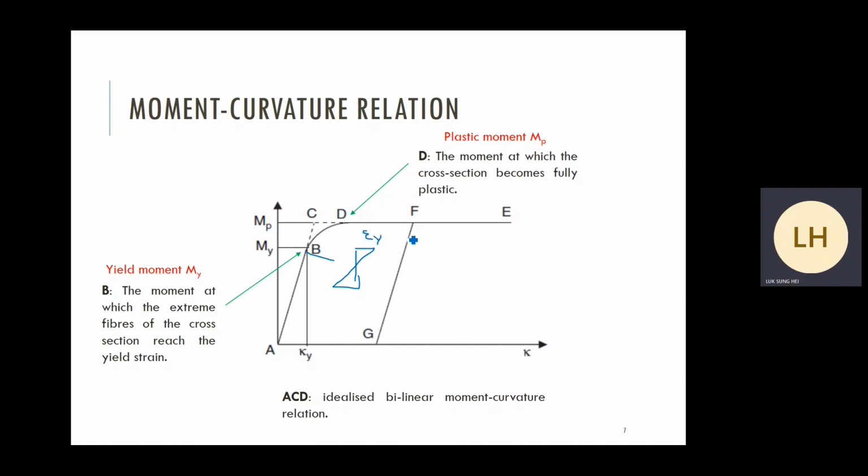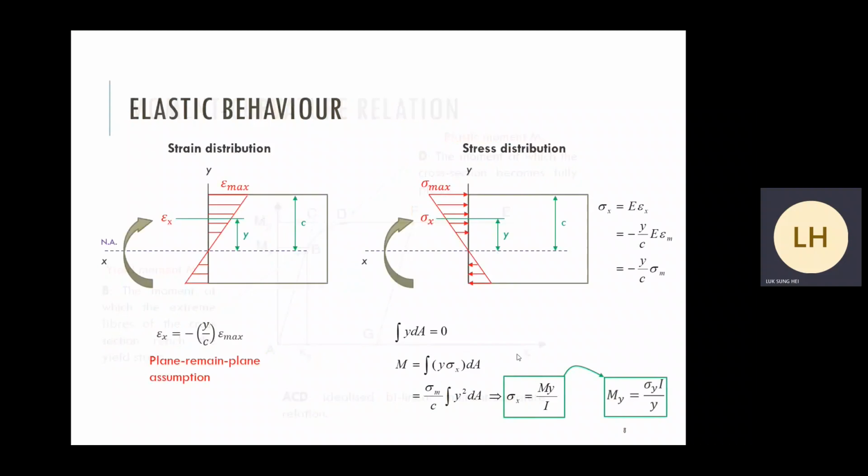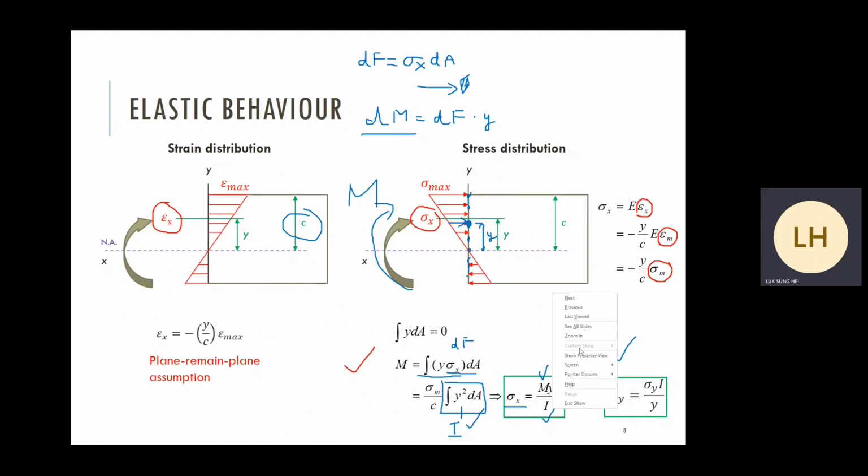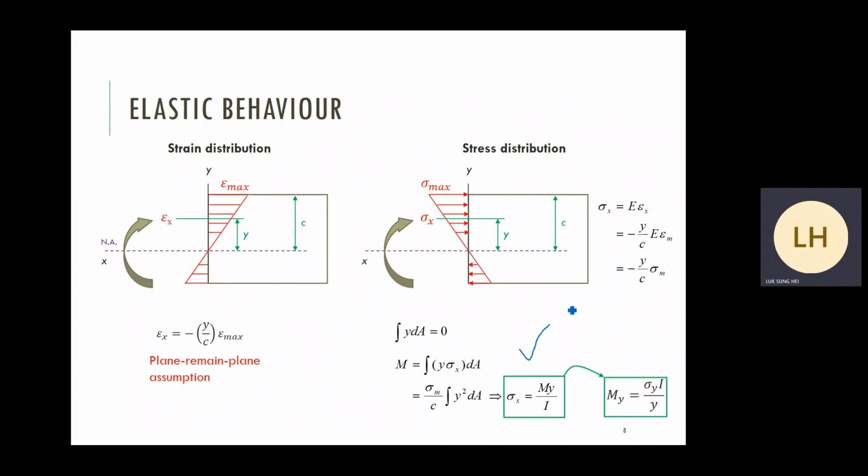We can apply Hooke's law again at this stage. If you can apply Hooke's law, it means you can use this formula. You can use this formula to find out our corresponding yield moment. Set the stress equal to our yield value. Rearrange the formula, then you can find out the equation for yield moment. Yield moment, My, is equal to the yield stress times I over Y.